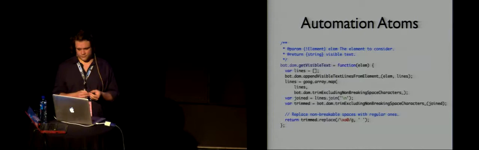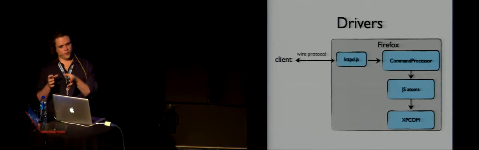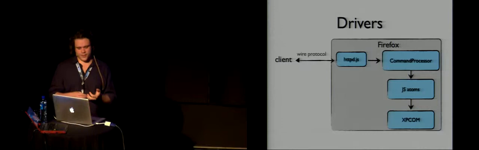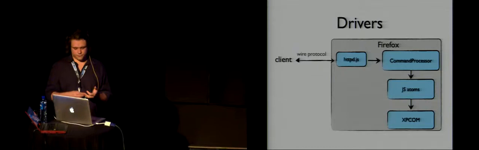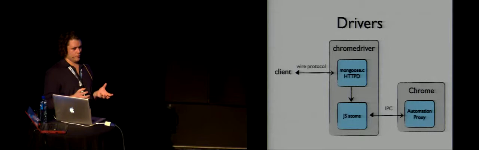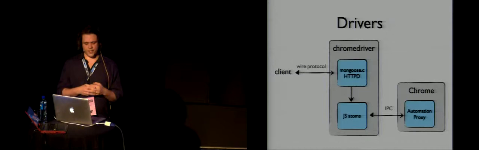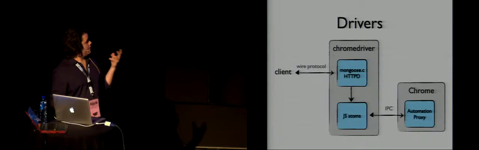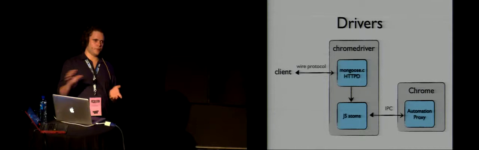So, going through each driver: the Firefox driver is implemented as a Firefox extension, where we have a small HTTP server running inside the extension, and the client just makes HTTP calls to this. It will have the JavaScript atoms inside and call out to the XPCOM APIs if necessary. The Chrome driver is a bit different. It's a standalone executable written in C++. The best part is it's actually maintained by the Chromium team, so we don't really touch this code. They regularly pull in the JavaScript atoms from our code base and inject them in this C++ application. It's using Mongoose, which is a small embeddable C HTTP server, and it ends up calling out to Chrome through their internal IPC mechanism, which is called automation proxy.